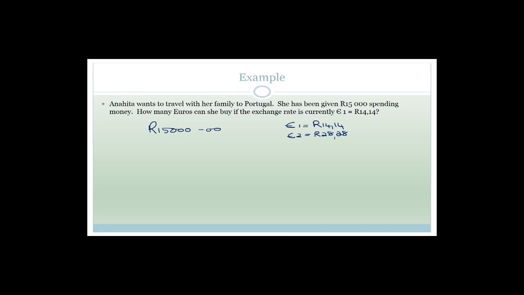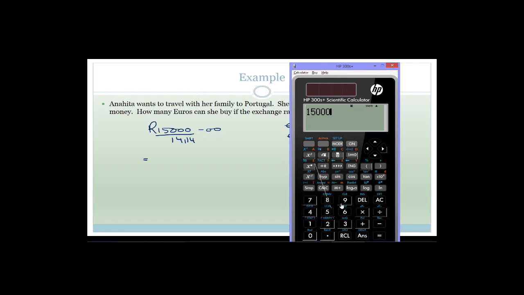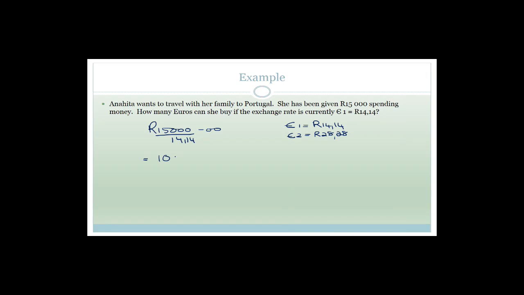So, do you agree that what I could do is take my 15,000 and divide it by 14.14, and I would find out how many euros Anahita will be able to spend. So, let's do that. Let's take our 15,000 rand and divide it by 14.14. And that is going to give you 1,060.82 euros. So she has got 1,060.82 euros to spend on her holiday. Not too bad, hey?